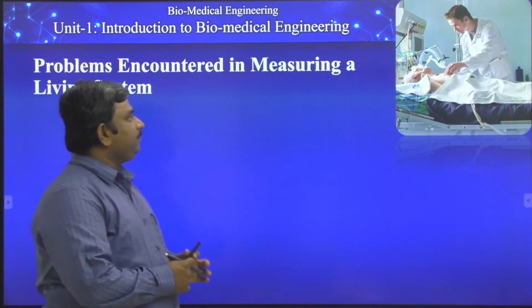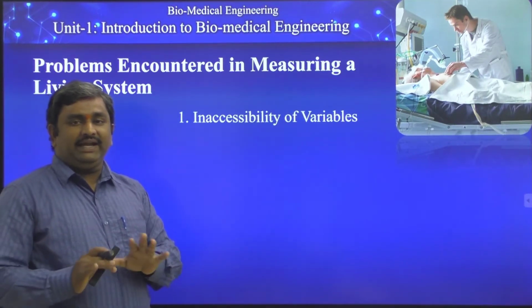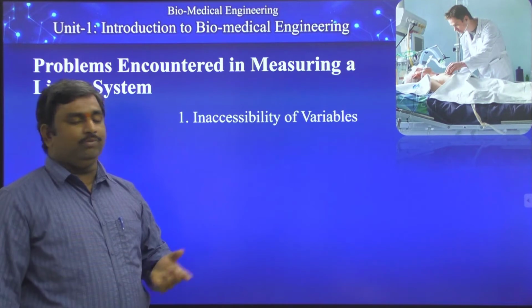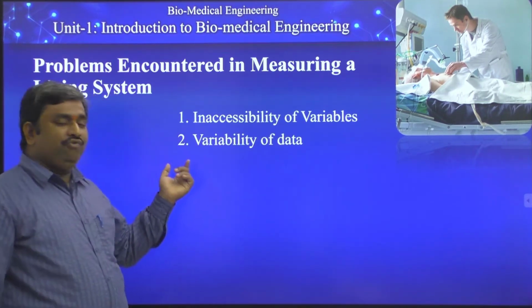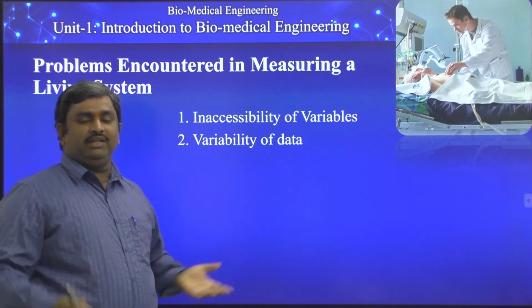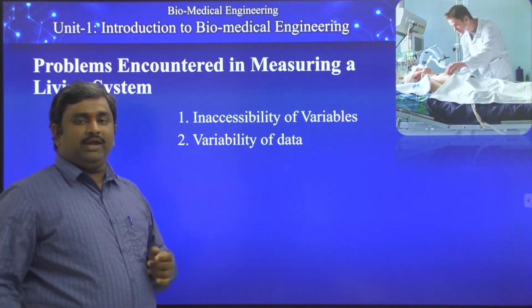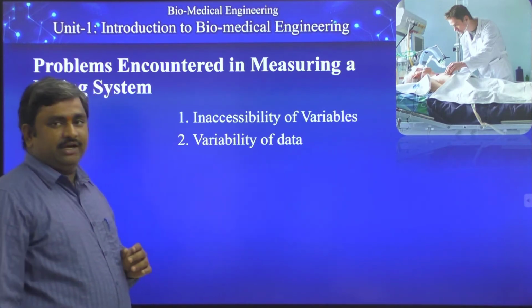So coming to here, the problems while measuring the human body. The first one, inaccessibility of variables. We cannot access those types of variables from the patient. So this is the first problem. And the second one, variability of data. Continuous variation will be there in the measured data. Okay, the values are not constant. So this is the second problem.